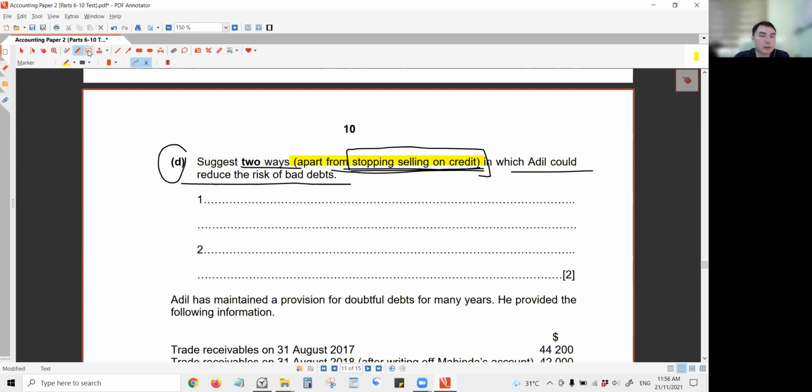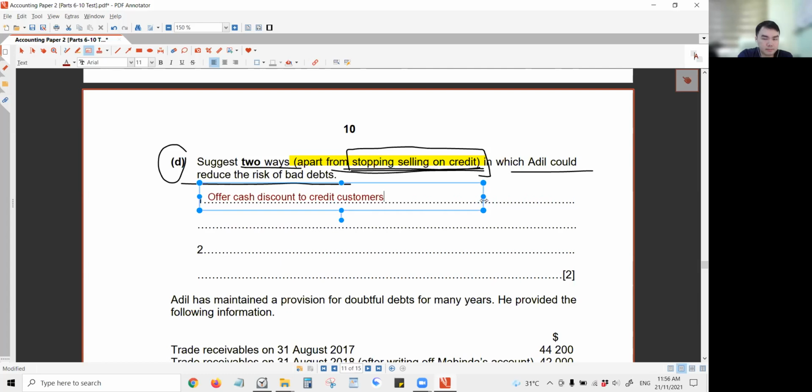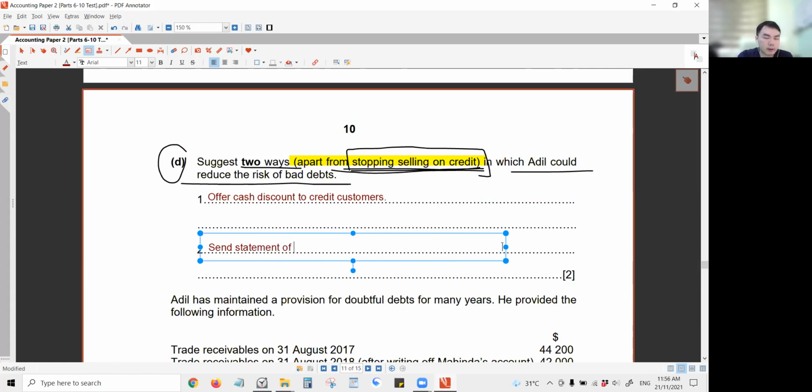How can you reduce irrecoverable debts? This question is easy. Offer cash discount to credit customers. Okay, so you are trying to attract them to pay earlier. Okay, attract your customers to pay earlier. You may also send statement of account. Remember statement of account? It is something you learn in part 4. Send statement of account to customers.